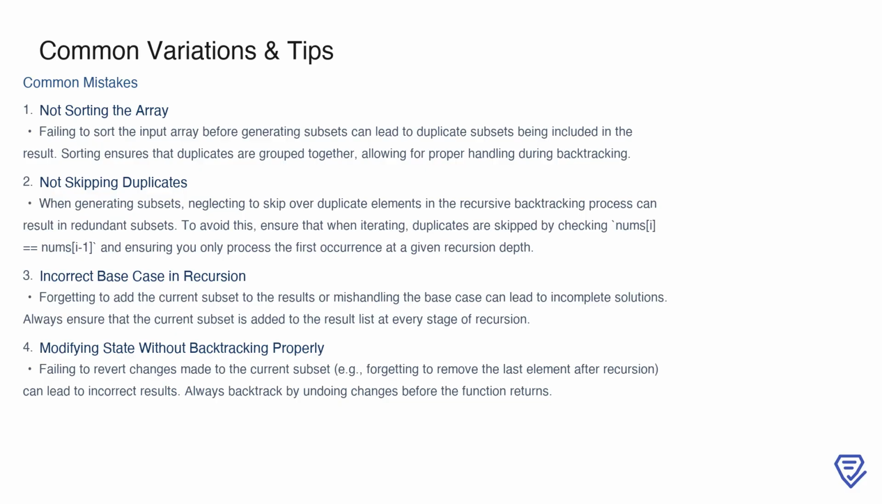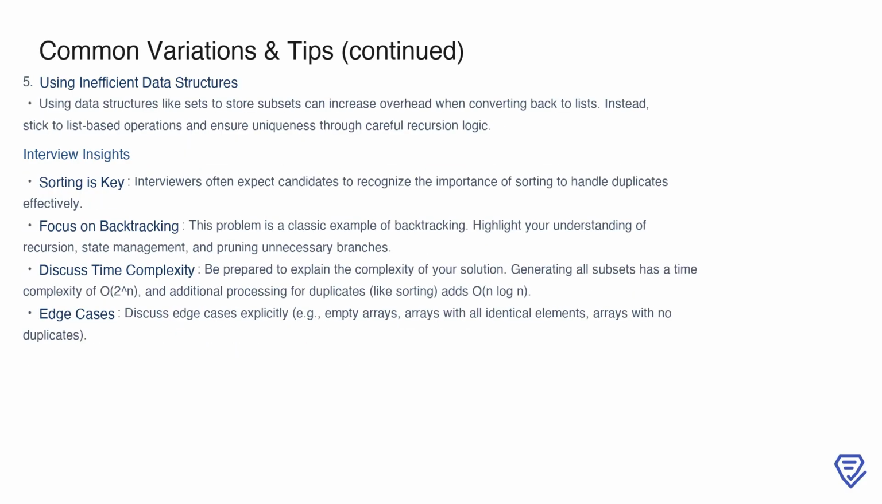These mistakes are easy to avoid with careful attention to detail during implementation. Additionally, using inefficient data structures can slow down your solution. For instance, if you rely on sets to store subsets and then convert them back to lists, you'll introduce unnecessary overhead. Stick to list-based operations and ensure uniqueness through recursion logic instead.